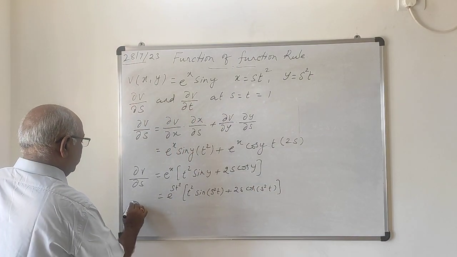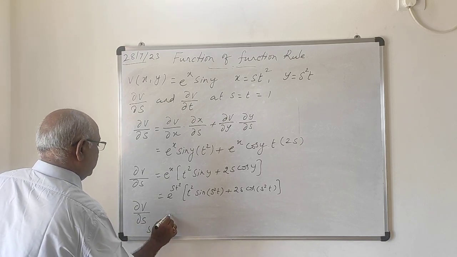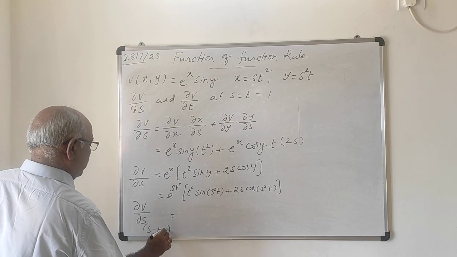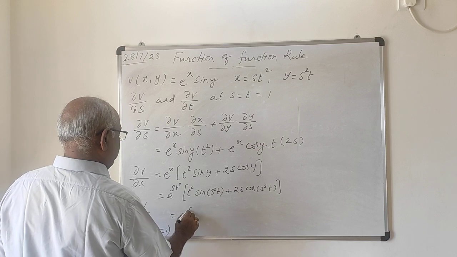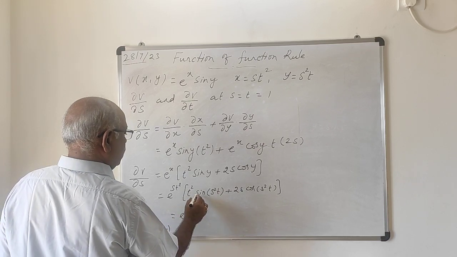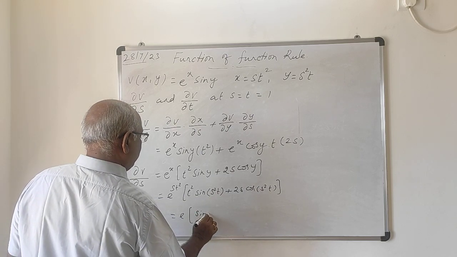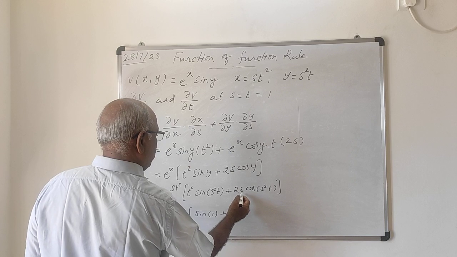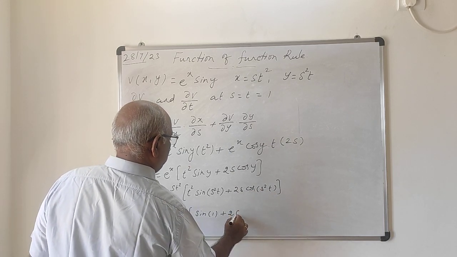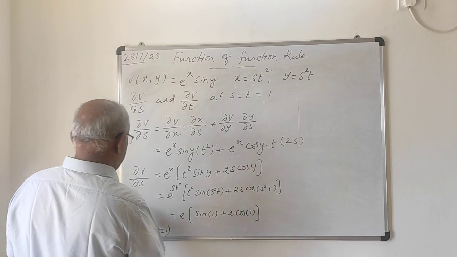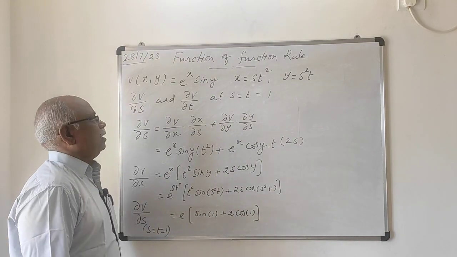Now you replace dou v by dou s in terms of s equal to 1, t equal to 1. S and t are 1. So s equal to 1, t equal to 1, e power 1 is e into t square is 1, 1 into sin 1, 1 into sin 1, plus 2 into 1, 2 into cos 1 into 1, therefore cos 1. So this is dou v by dou s at s and t equal to 1, e into sin 1 plus 2 cos 1. That's all about dou v by dou s.